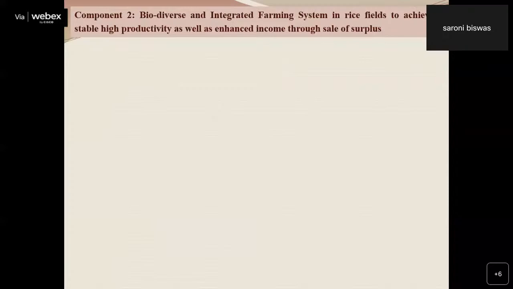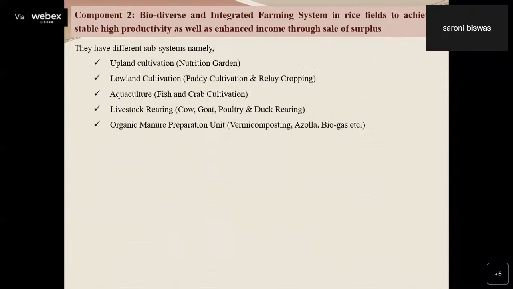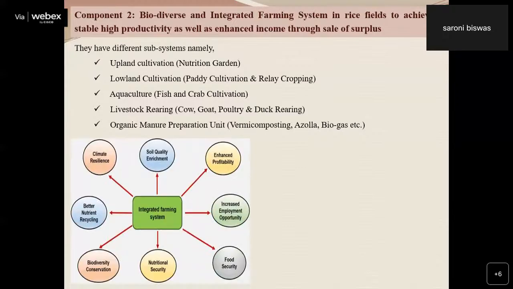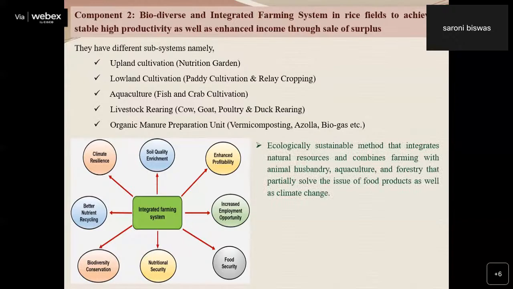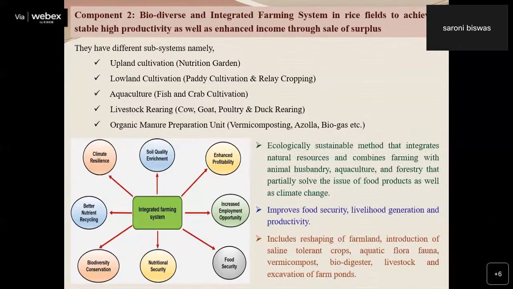Now, coming to component 2, where we introduced the integrated farming system, it included five subsystems: upland cultivation, lowland cultivation, aquaculture, livestock rearing, and organic manure preparation unit. So we all know, most of us, that the integrated farming system is beneficial in terms of employment generation, enhanced productivity, biodiversity enrichment or conservation, providing security to the livelihood as well as nutritional and food security, and also it is climate resilient and enriching the soil quality of the area.